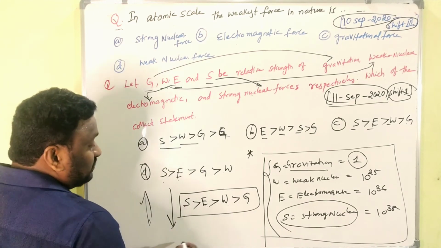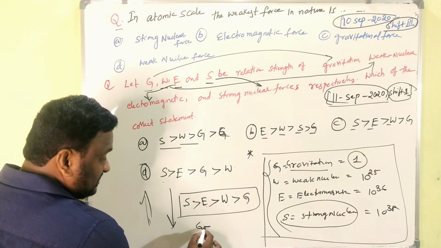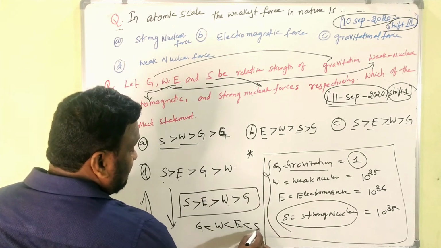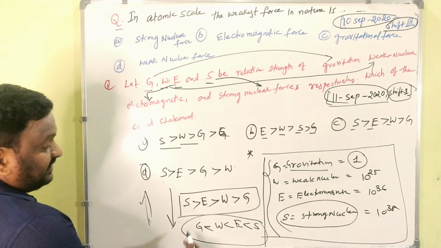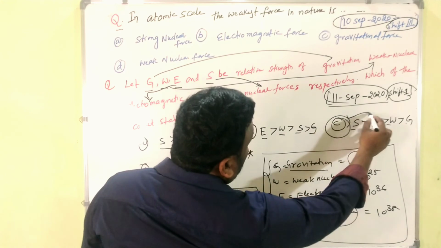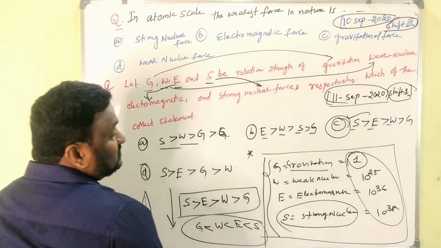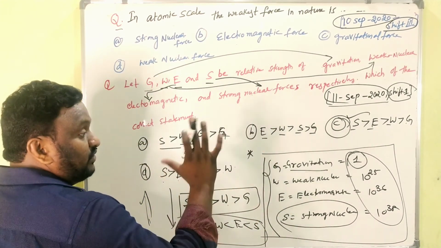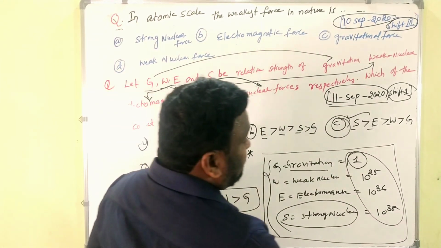Okay, ascending order: G is less than W, W is less than E, and E is less than S. Like that. So for this question, S, E, W, G, option C is the right one. When you remember the orders of those forces, you can easily identify which is the highest and which is the lowest, and you can easily identify the ascending order and descending order. Remember these orders.